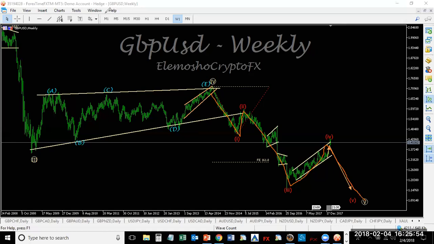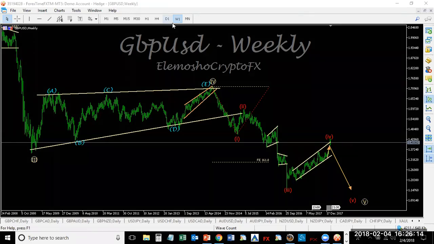Now, this whole movement is a corrective phase. And the fact that it broke up to this level doesn't invalidate the structure. This can just be an activity of stop hunt. Now, after the rejection of this zone, then you can now start having a sell to the downside.